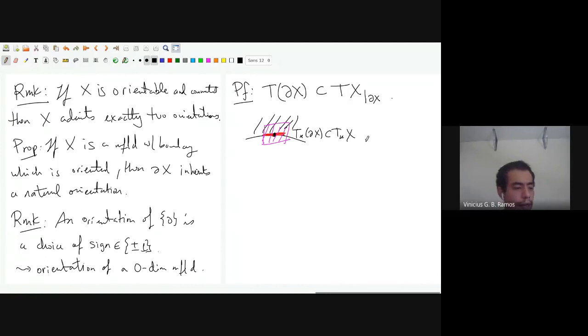Okay. So now what we can actually do is, well, this has codimension 1. So we can always find a complementary space, which I'll call Nx of X.